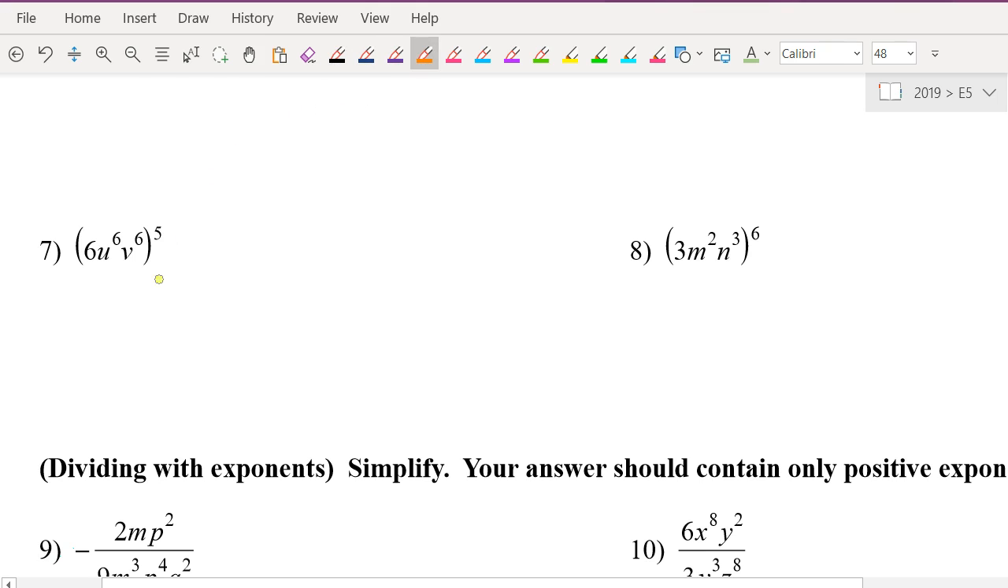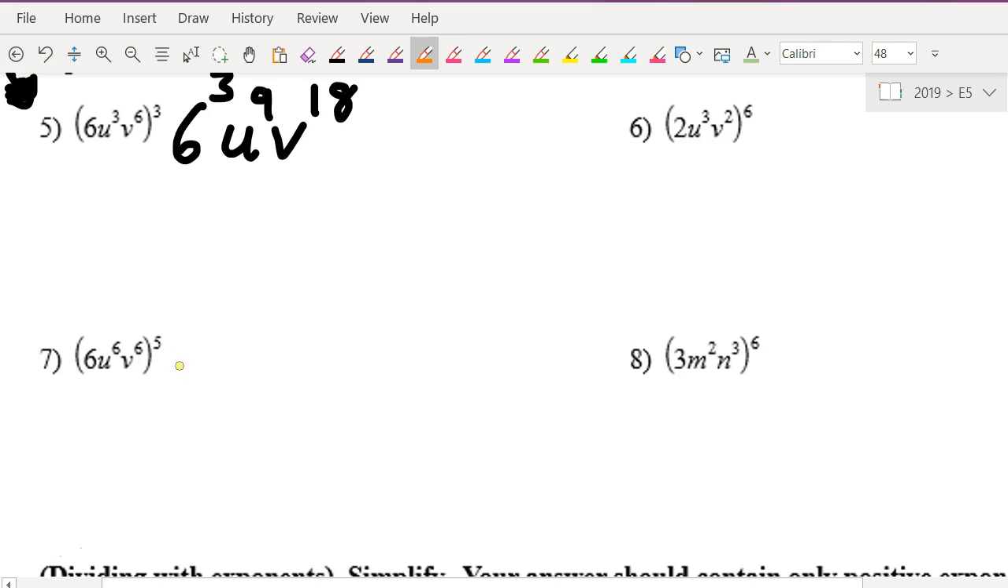All right. How do we do this one? So I did 6 times 6, which is 36, and then I did 36 times 36 since there's 2 sets of 6. But we don't want to do that. That's too much work. Why don't we just write 6 to the 5th? Okay, sure. 6 to the 5th.